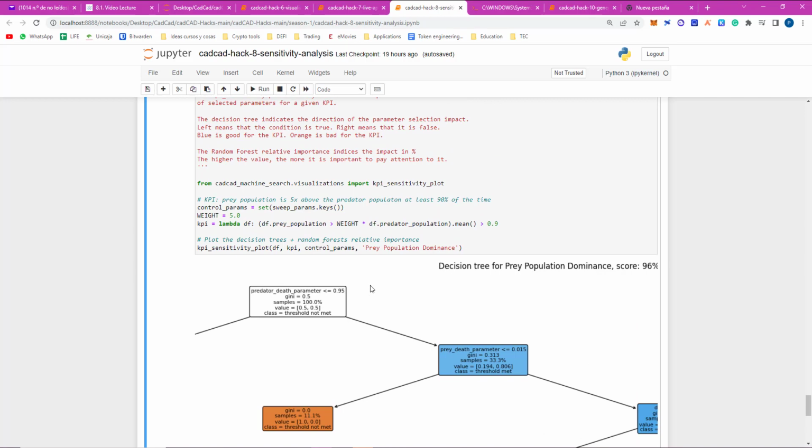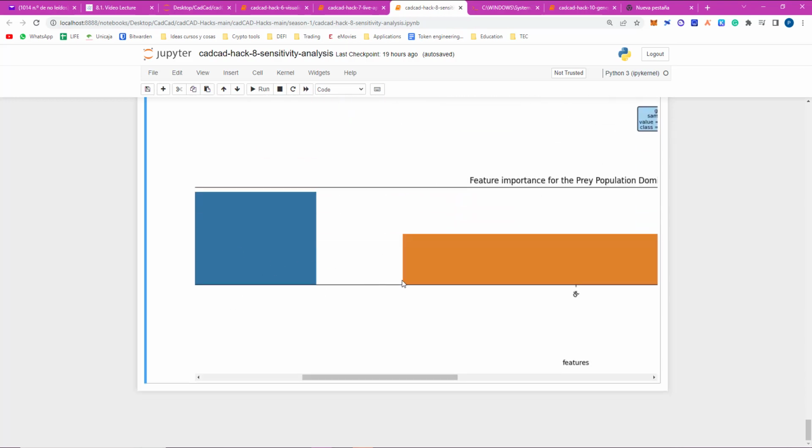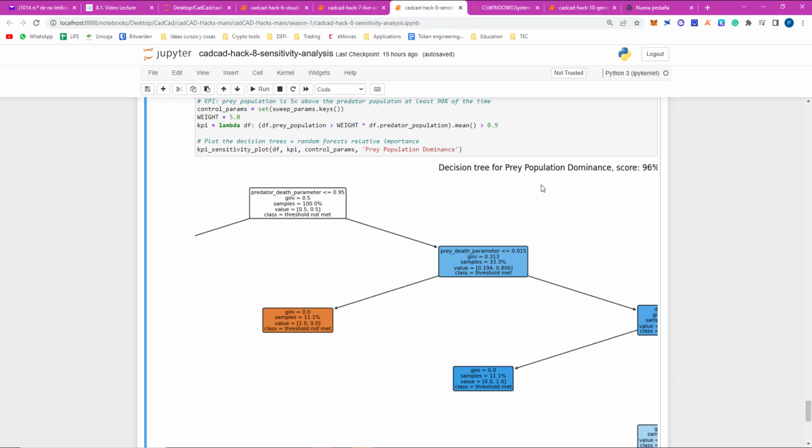That's like to output how important a certain parameter is for that certain result. No, that's for below. So this is the importance. Okay, it's importance. Yeah, it's importance. That's what I was going to say.